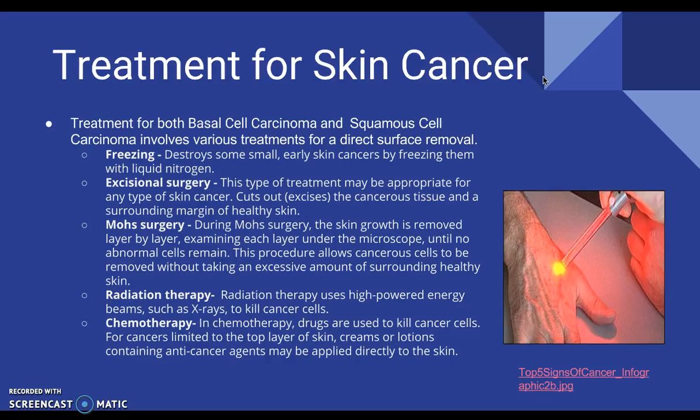Treatment for skin cancer: treatment for both basal carcinoma and squamous carcinoma involves mostly surface treatments, such as freezing, which uses liquid nitrogen, and excisional surgery, which pretty much cuts it out. Mohs surgery is a more conservative excisional surgery, so it's used for more sensitive areas. Radiation therapy uses high-powered rays such as X-rays, and chemotherapy on the surface is actually used as a cream to kill the cancer cells on the surface.